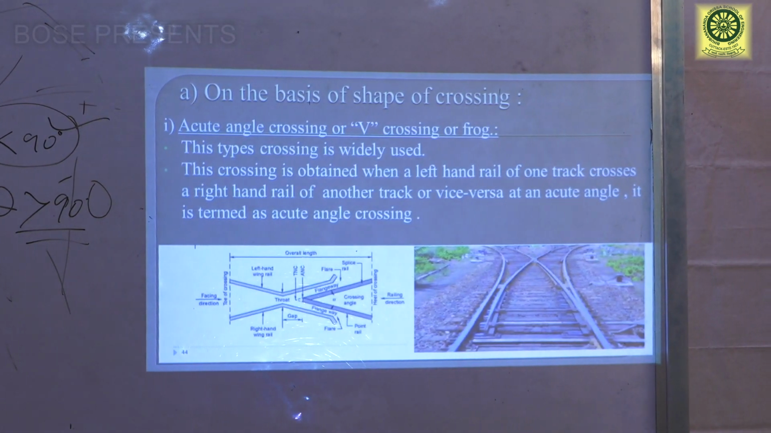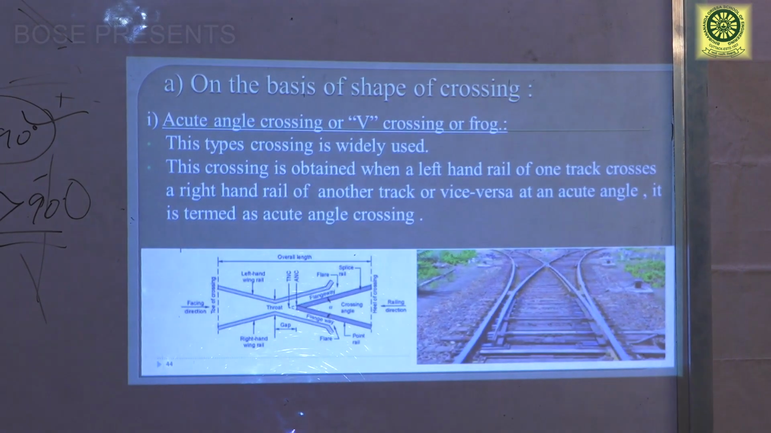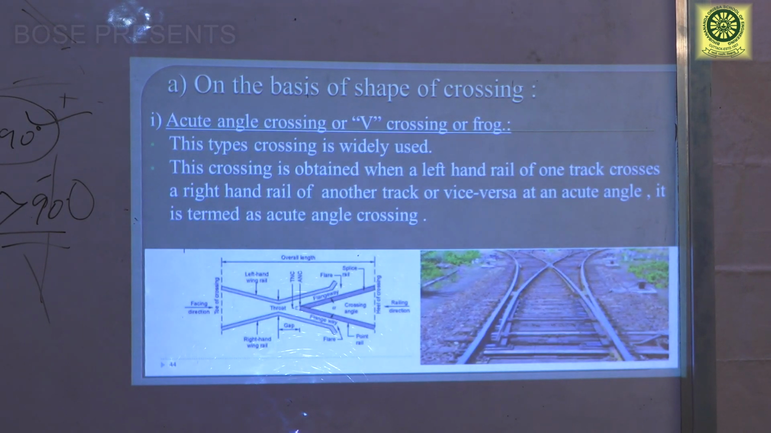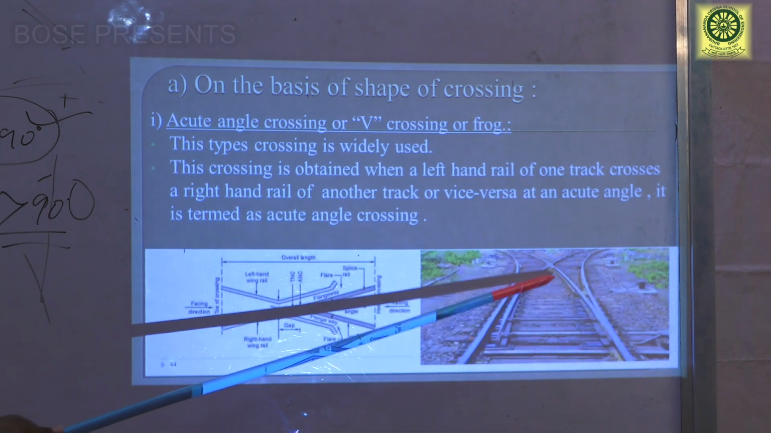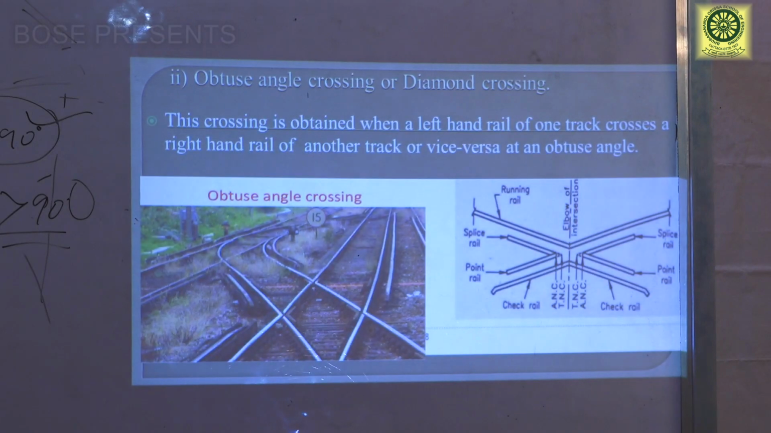This crossing is obtained when the left hand rail of one track crosses the right hand rail of another track or vice versa at an acute angle. It is termed as acute angle crossing. Okay, this is an acute angle crossing. Got it?